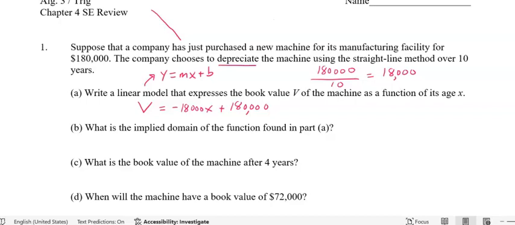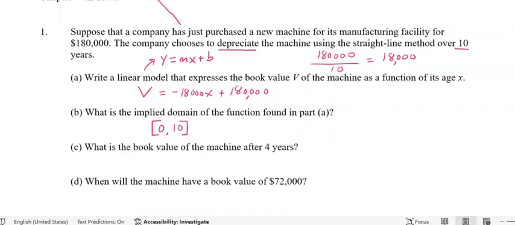Letter B, the implied domain. They don't really tell us what to put in for x, but we know that it's not going to be depreciated for more than 10 years. And you wouldn't depreciate for negative years, of course. So we could state the implied domain as all the numbers between 0 and 10, representing the number of years. Could be no years, that's when it's new, up to a maximum of 10 years.